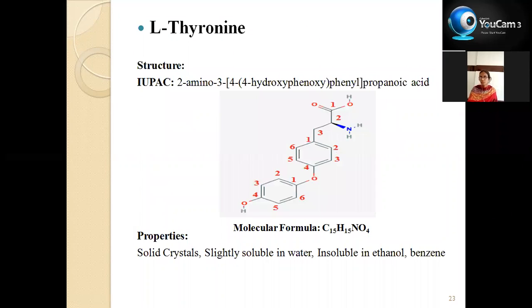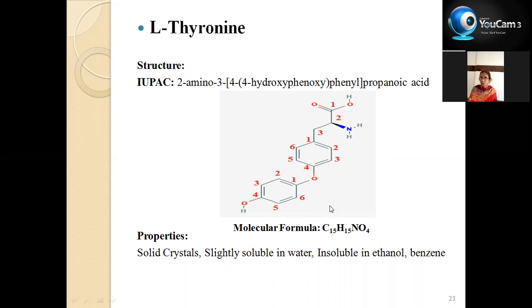The next drug is L-thyronine, also known as levothyronine. This is the structure, and the IUPAC name is 2-amino-3-(4-(4-hydroxyphenoxy)phenyl)propionic acid.